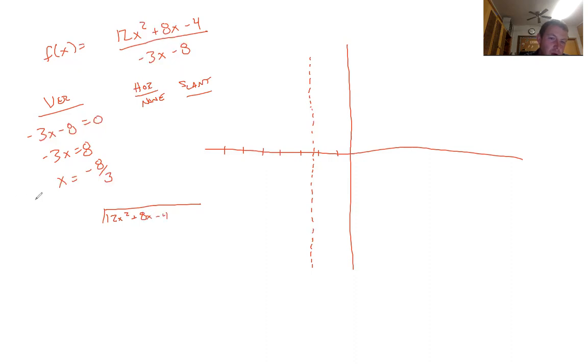12x squared plus 8x minus 4, and then negative 3x minus 8. So you just do long division like we've done. So negative 3x times what is 12x squared, and that'd be negative 4x. That'd be 12x squared. Multiply this and this, so that would give you 32x. Change your signs. So it's negative 24x minus 4. Negative 3x times what is negative 24, and that's 8. Okay, and once you get to this, you can be done. Okay, so negative 4x plus 8, that is your slant asymptote.